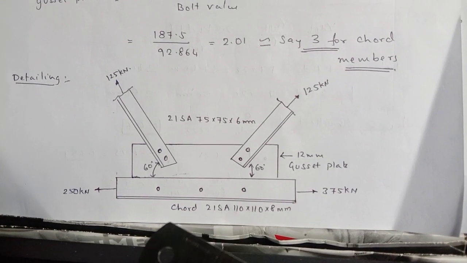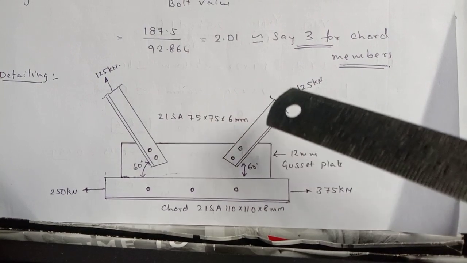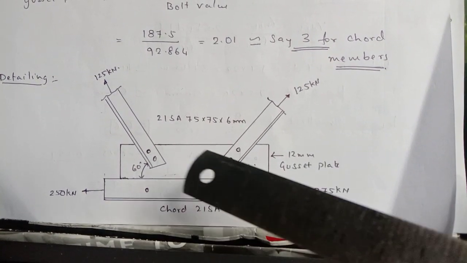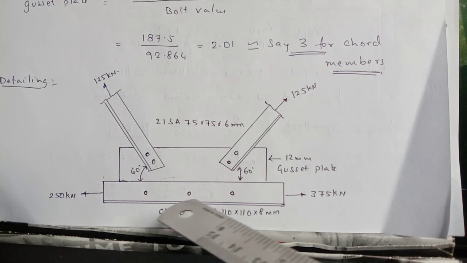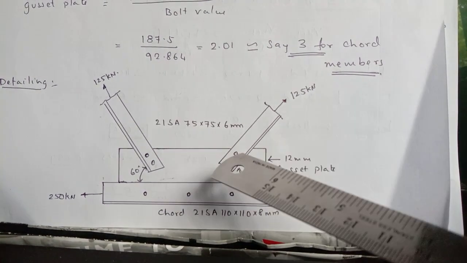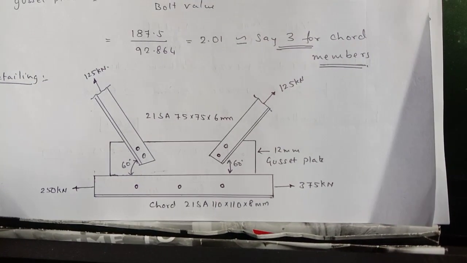So this is how the bolts are placed. So for these ISA equal angles, totally 2 plus 2, 4 numbers of bolts are placed here, and for chord totally 3 number of bolts are placed. This is how the connection looks in the detailing. Hope this problem is clear.